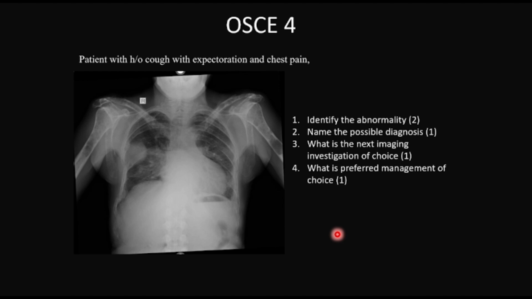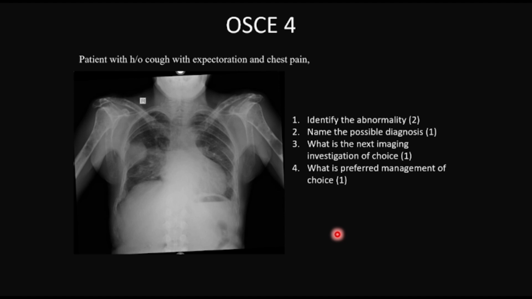So to answer the first question, you can see an opaque lesion in right mid-zone of the lung fields and multiple lytic lesions are seen in the visualized bones. So both of these findings have to be mentioned since it's a 2-marker and you cannot miss the bone findings here. What is the most possible diagnosis in this case? It could be primary lung carcinoma with bony metastasis.